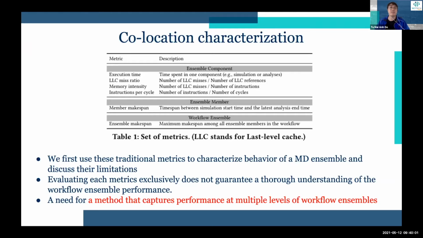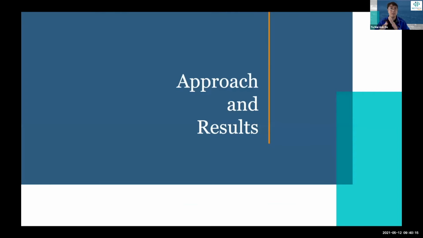So based on this observation, we think that we need to develop a method that can capture the performance of the workflow ensemble at multiple levels. Okay, so that is the motivation of the work. And now we come to the approach and the results.